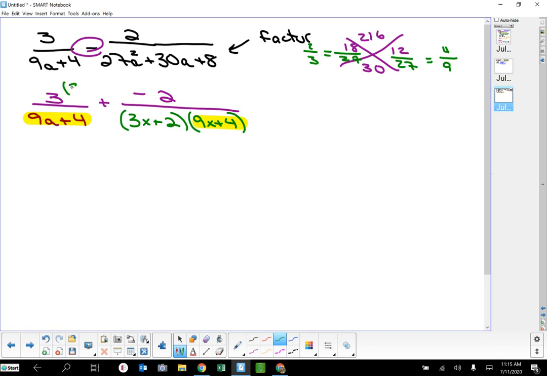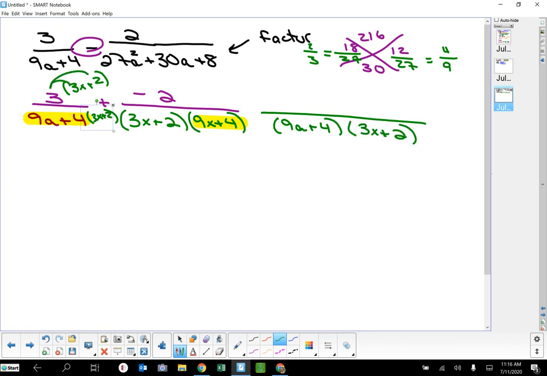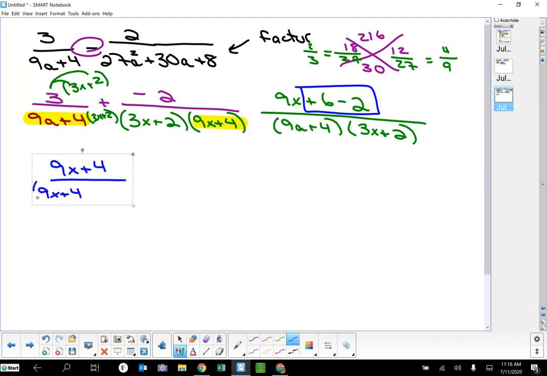So I'm going to multiply this side by 3a plus 2 on the top and the bottom. So now you have one common denominator, which is 9a plus 4 and 3a plus 2. I'll distribute my left-hand side. So that's a 9a plus 6 minus 2. Combine any like terms that you can. So this is going to give me a 9a plus 4 over 9a plus 4 times 3a plus 2.